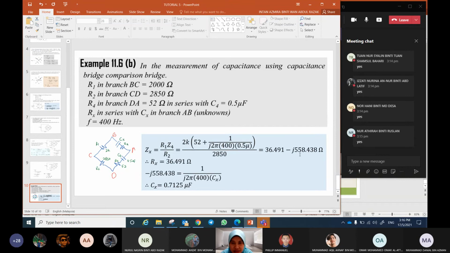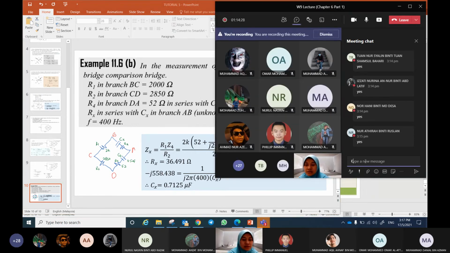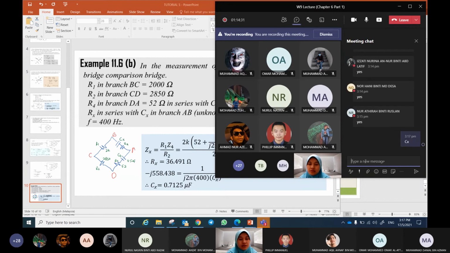So this is Xc. Okay, reactance. Now we want to convert it to the value of capacitance. So minus J558.438 is equal to 1 over J omega Cs. Omega is equal to 2 pi f Cs. Okay. So now calculate and then you will get 0.7125 micro. Got the answer for Cx? You got the answer? Type yes.